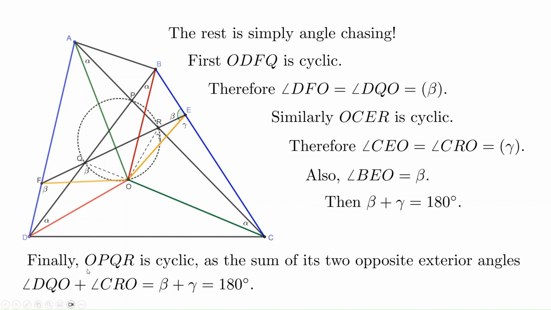Finally, quadrilateral OPQR is cyclic. This is our target. Why? This quadrilateral has two opposite exterior angles at Q and R. The exterior angle at Q has a measure beta. The exterior angle at R has measure gamma. They sum up to 180 degrees. Therefore, this quadrilateral is cyclic and the proof is done.